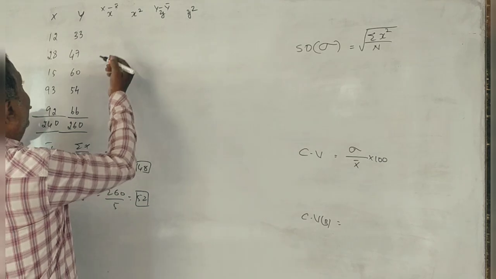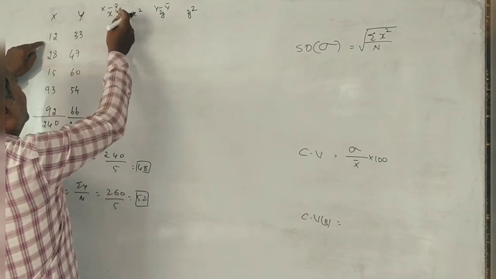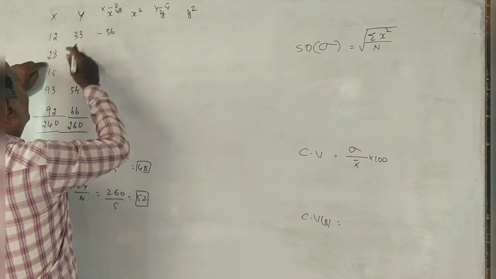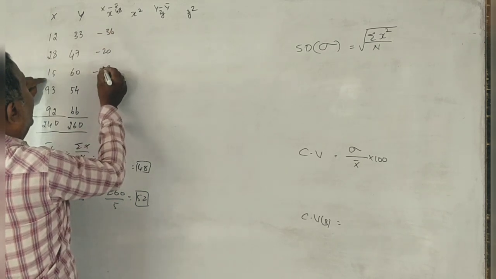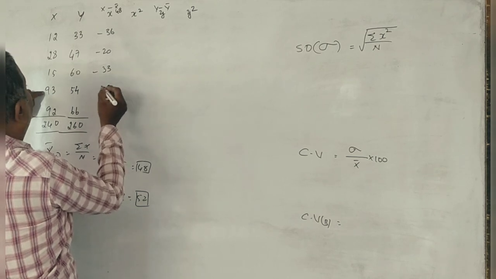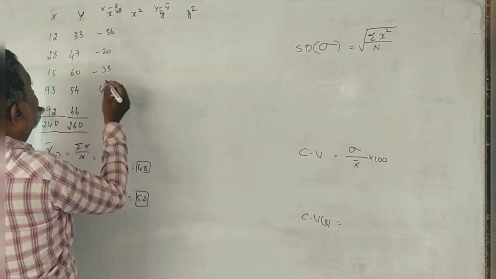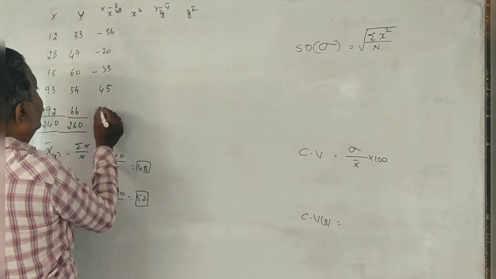Here, deviation. Here the x mean is 48. 12 minus 48 is minus 36. This is minus 20. This is minus 20, 33. This is 13, means 5. 45. This is 12 minus 8 is 4, 8 minus 44.